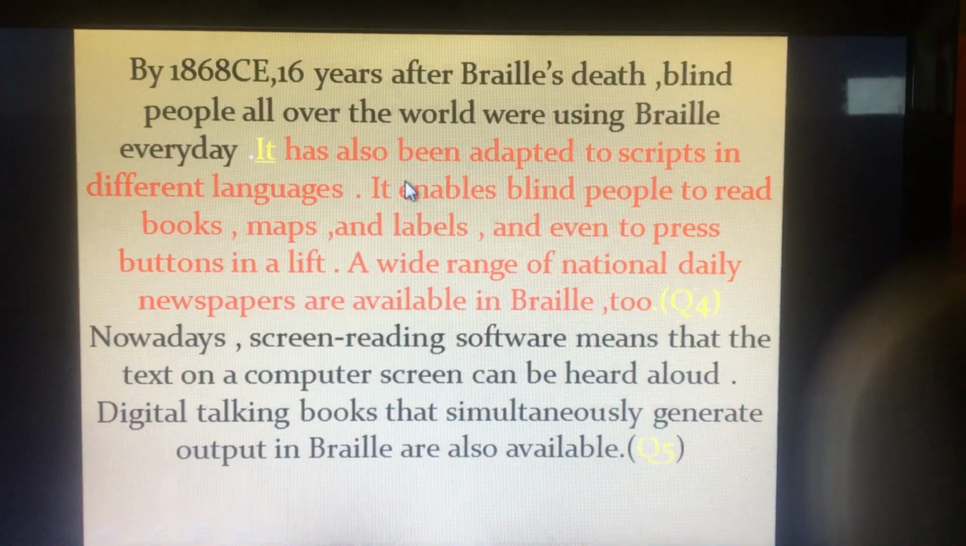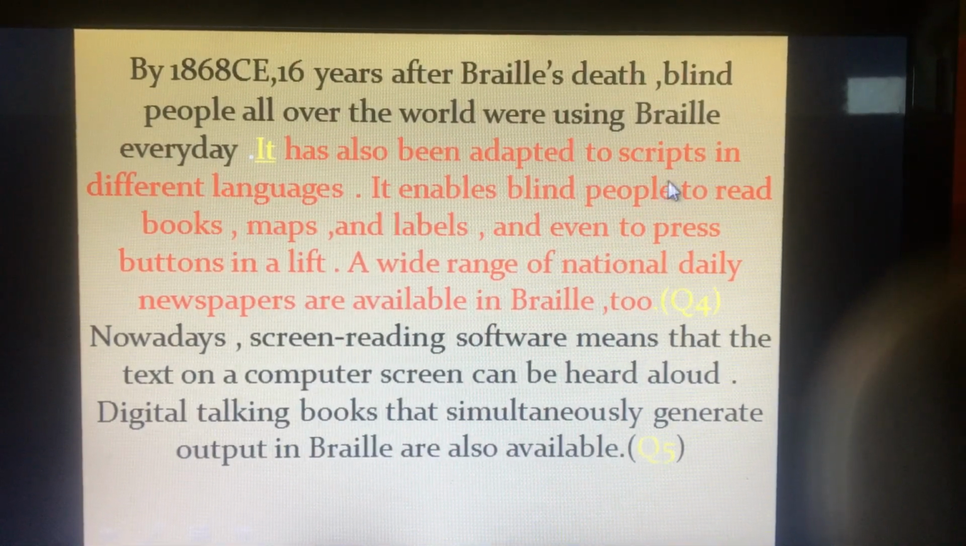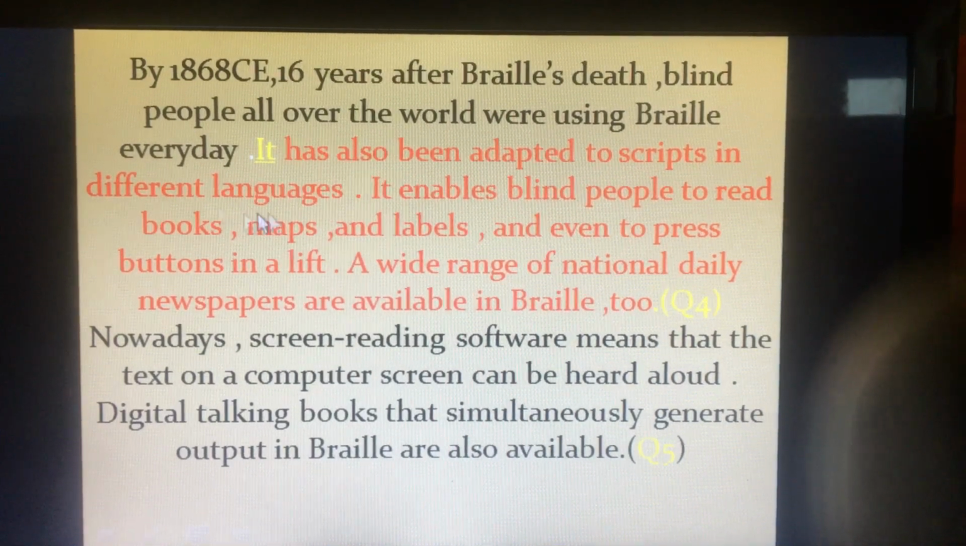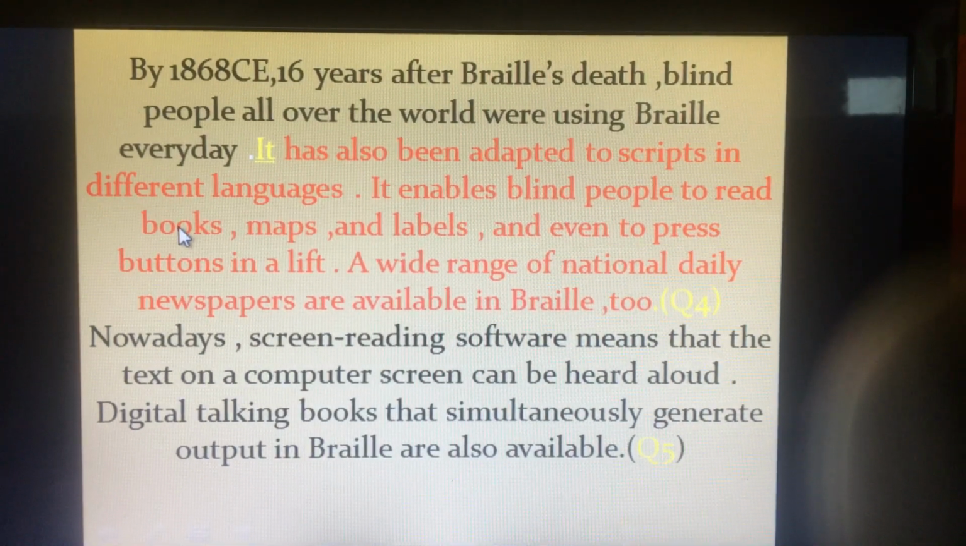It refers to Braille as a system, and it has also been adapted to scripts in different languages. It enables blind people to read books. And then what did it enable people to do? Blind people, mainly, by reading books, exploring maps and labels, and even pressing buttons in a lift.